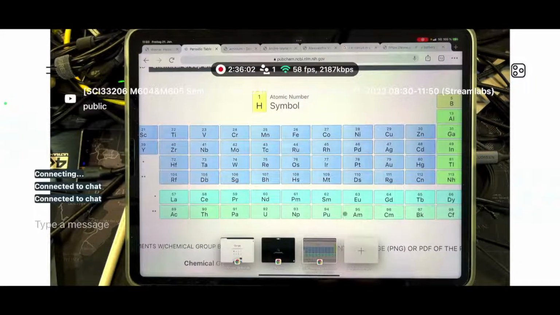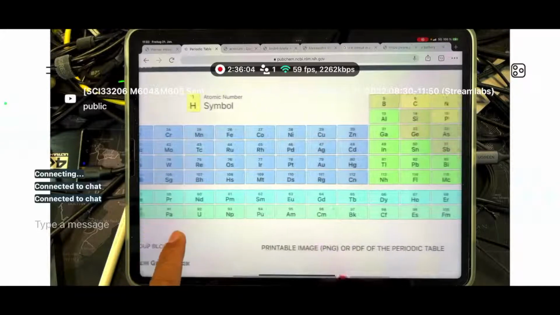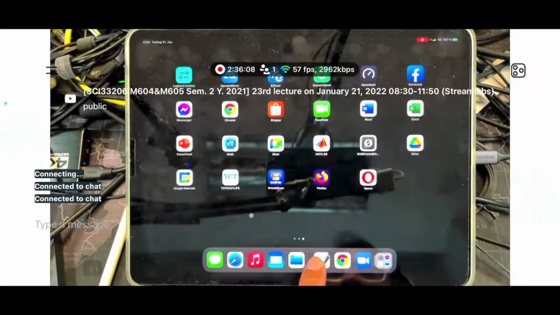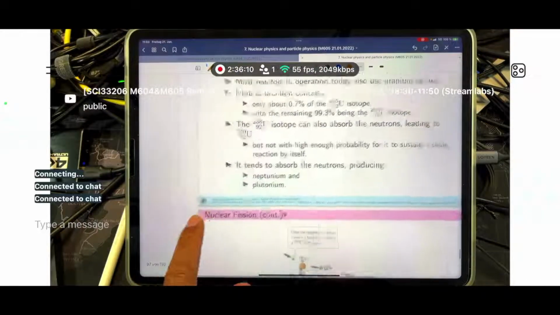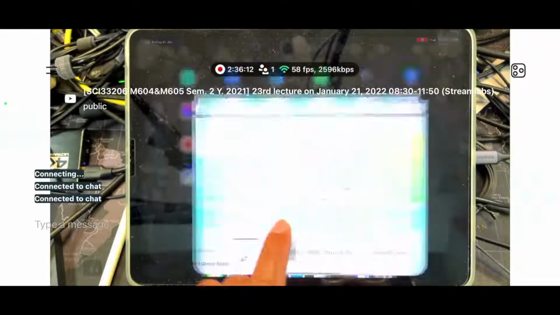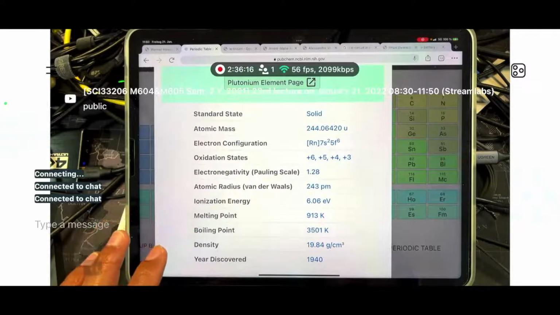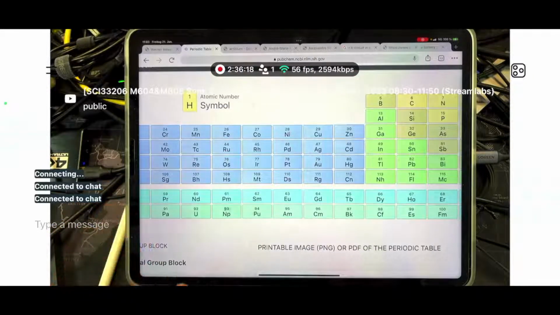This one, okay, Pu, plutonium, I think. Yeah, to the next elements like this. Is that correct? Otherwise, I'm going to bring you to something wrong. Yeah, this is Pu, plutonium, okay.